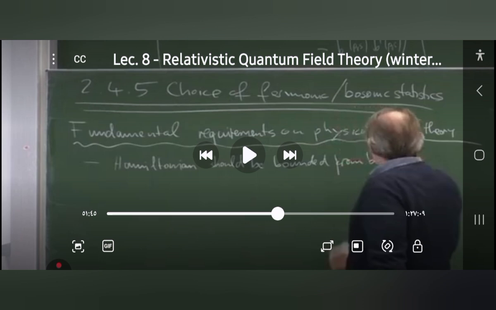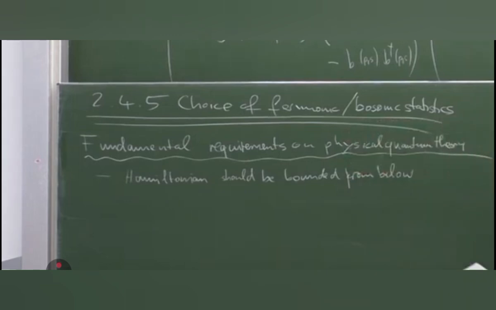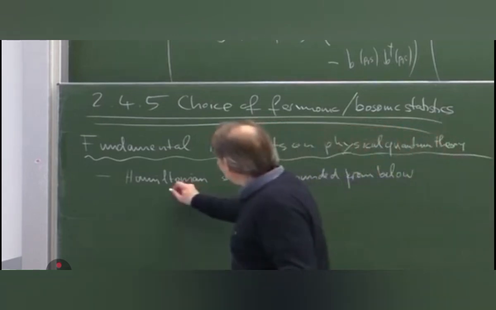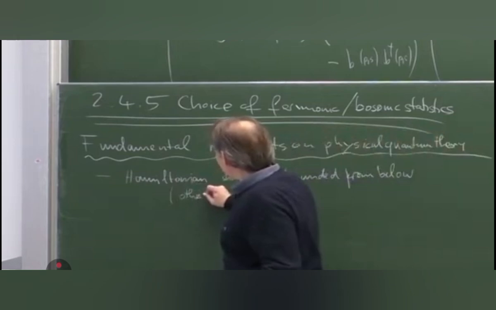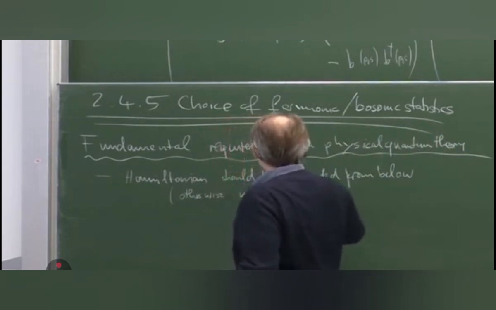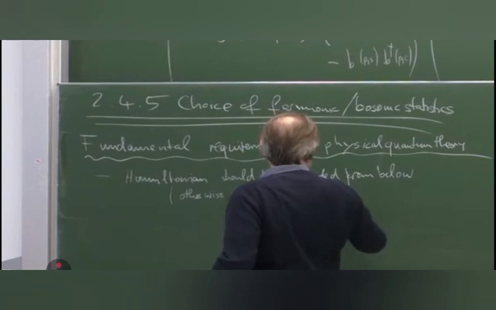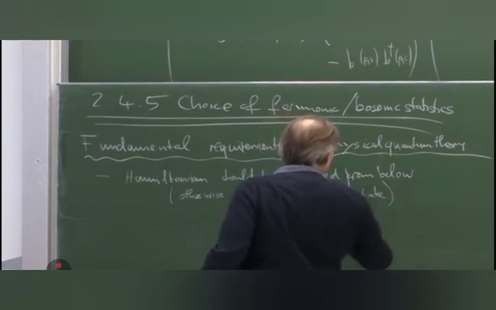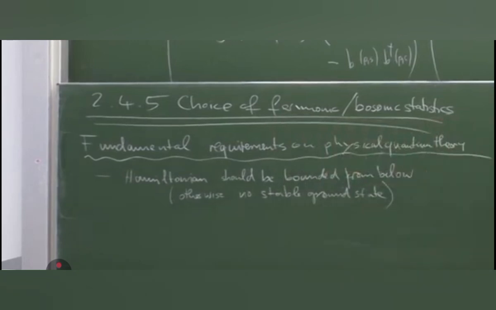There are not arbitrarily negative energy eigenvalues. Why this requirement? Because otherwise there is no stable ground state. Otherwise there would be states of arbitrarily negative energy, and so by any small disturbance of your system you could bring the system into lower and lower energy states and gain infinite amounts of energy. That is unphysical, at least it's not observed.